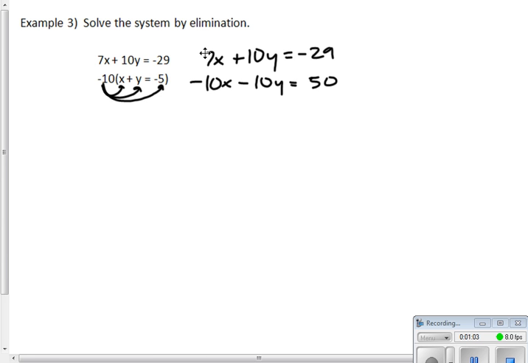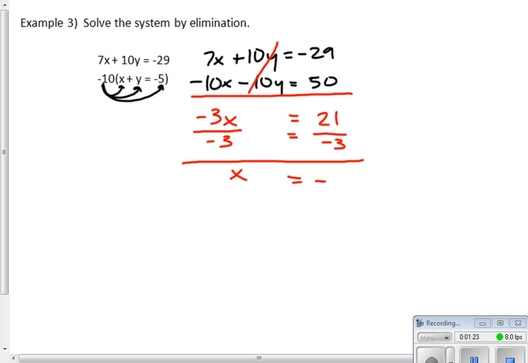So when we work down our paper, we wind up with 7x take away 10x is negative 3x. Our y's would cancel out, and negative 29 plus 50 is going to give us 21. Next step, get x alone, divide both sides by negative 3, and we have x equals negative 7. Now you can use negative 7 and substitute into either one of the equations above here that they give us. I would recommend using these two equations versus this equation, reason being is you have your distributive property that needs to take place here. So I'd substitute back into one of the original equations. I'm going to go ahead and use this top one here.